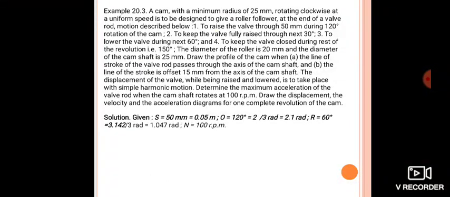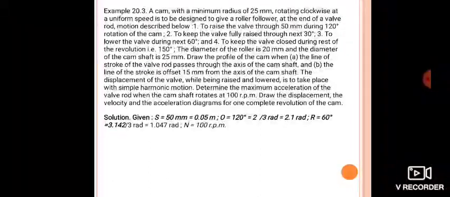So here the type of follower asked is a roller follower, at the end of the valve rod. The motion described here below means that some conditions are given: to raise the valve through 50 mm during 120 degree rotation of the cam.